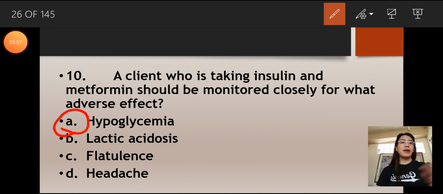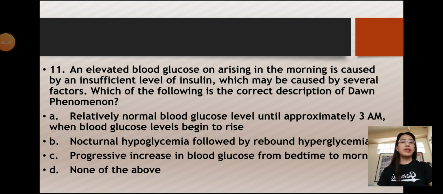Okay? Number 11. An elevated blood glucose on arising in the morning is caused by insufficient level of insulin, which may be caused by several factors. Which of the following is the correct description of dawn phenomenon?